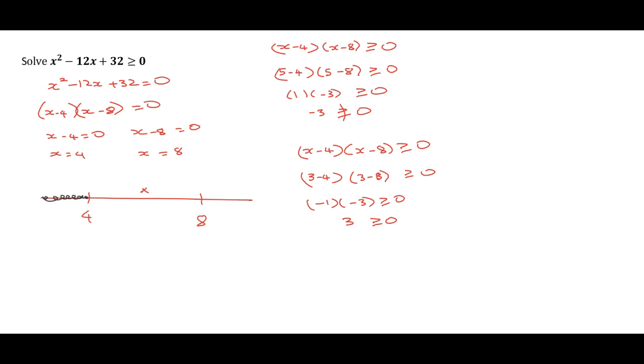Now we're going to try 9. So we have x minus 4, x minus 8 greater than or equal to 0. 9 minus 4 is 5. 9 minus 8 is 1. 5 is greater than or equal to 0. So therefore, this region is going to work, and we're going to shade that. So our solution set is now going to be x less than or equal to 4, x greater than or equal to 8.